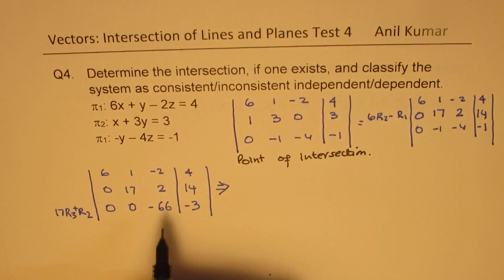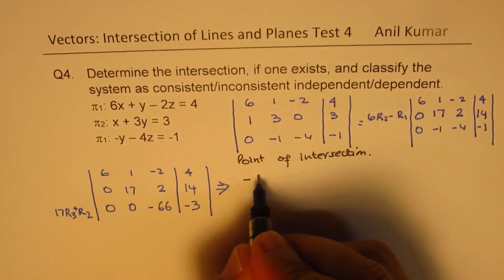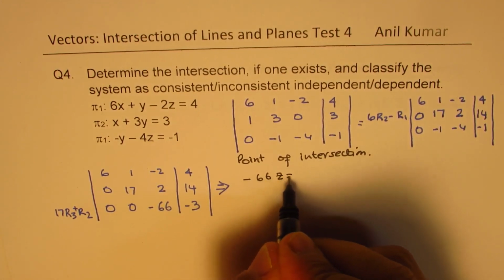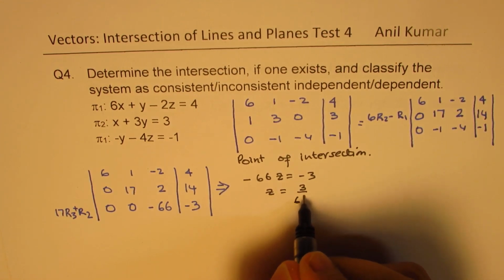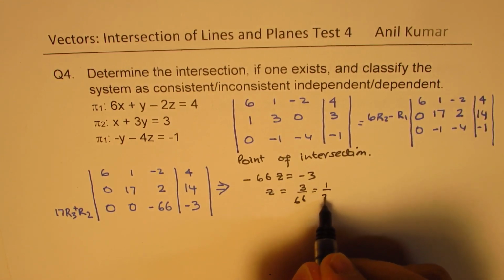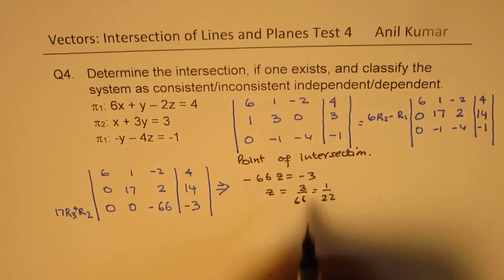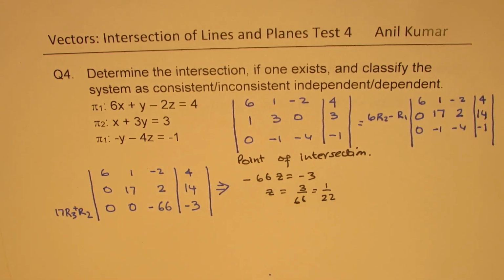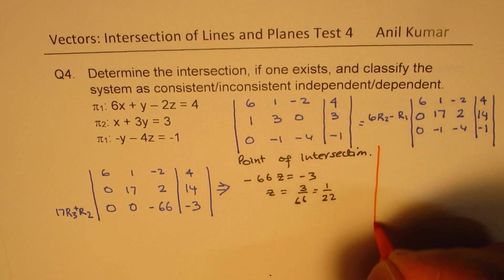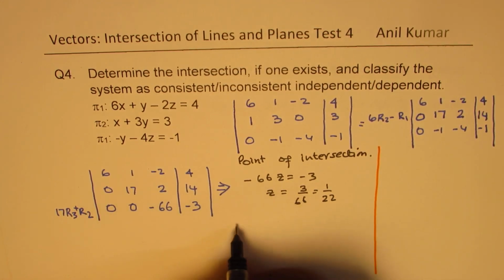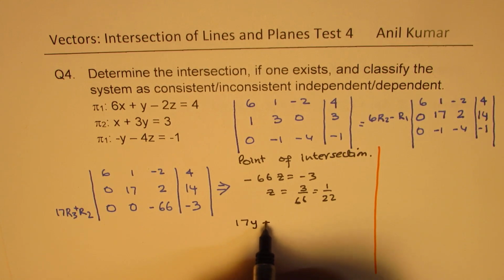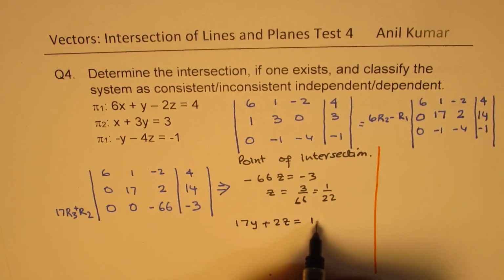So let's calculate this point. So we have minus 66z equals to minus 3. So z is equals to 3 over 66, which is 1 over 22. So that is one value. And now we can actually solve for y. So we have 17y plus 2z equals to 14.